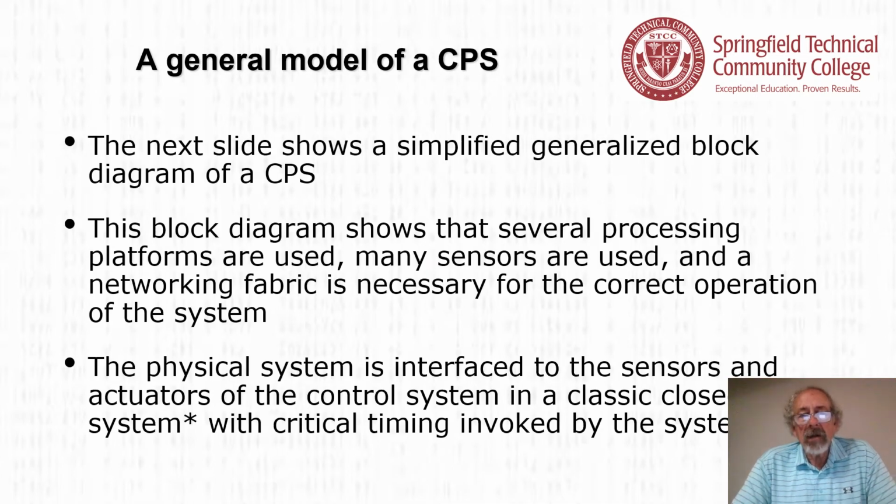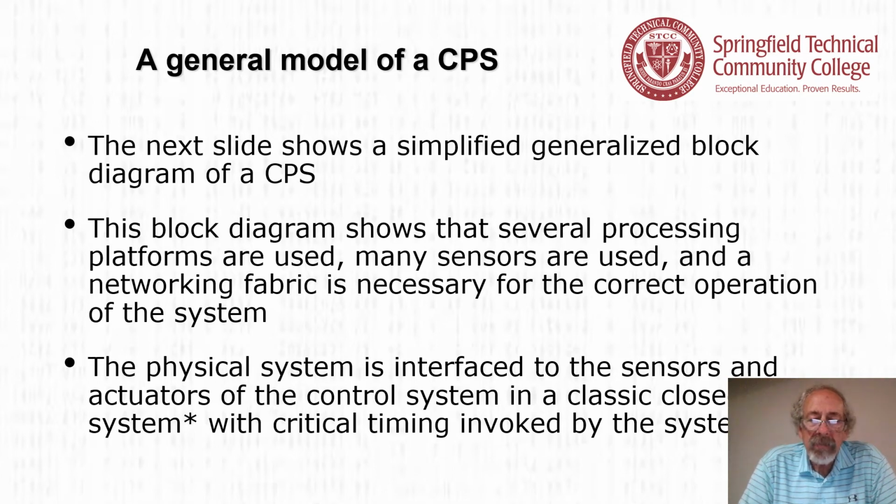So what's a general model of a cyber-physical system? The next slide shows a simplified generalized block diagram of a cyber-physical system. The block diagram shows that several processing platforms are used, many sensors are used, and a networking fabric is necessary for the correct operation of the system. The physical system is interfaced to the sensors and actuators of the control system in a classic closed-loop system.